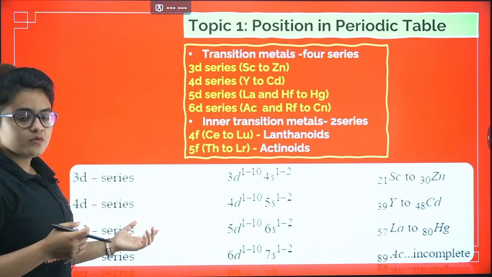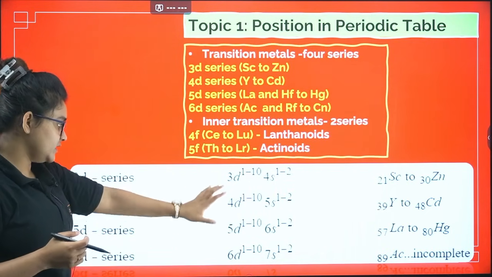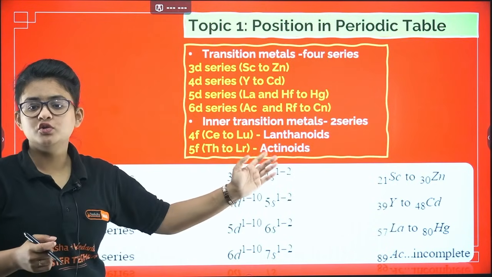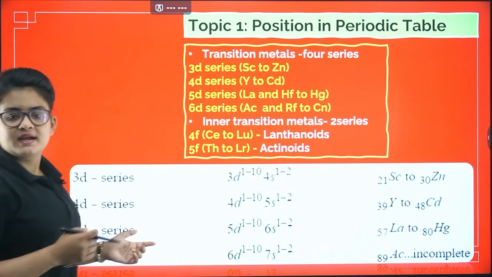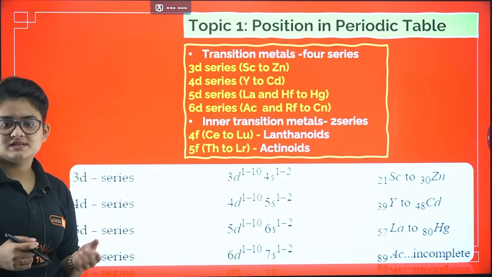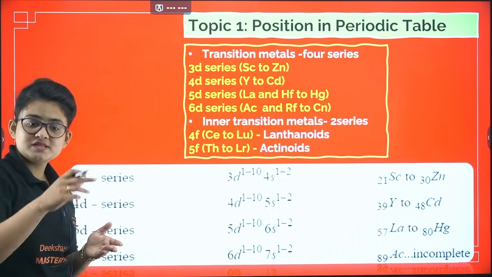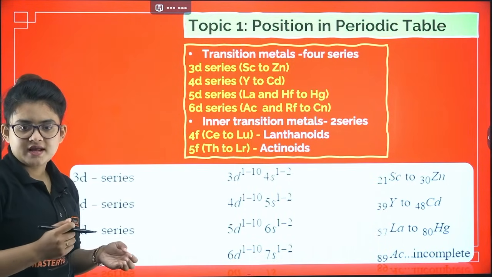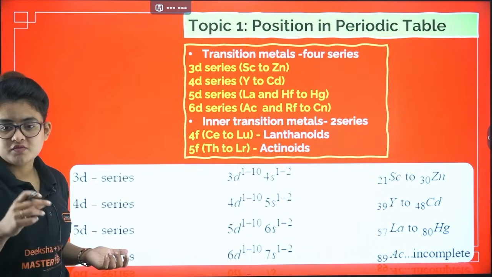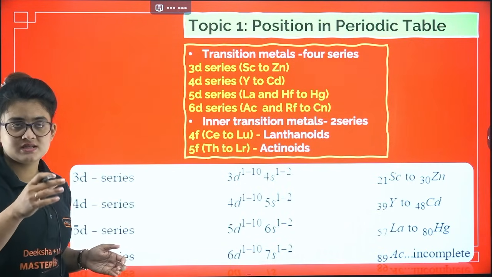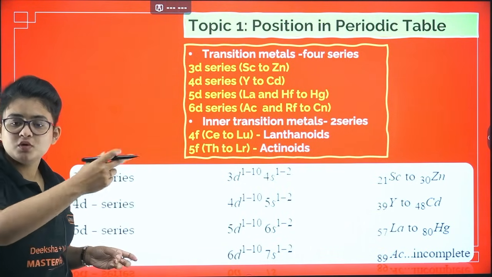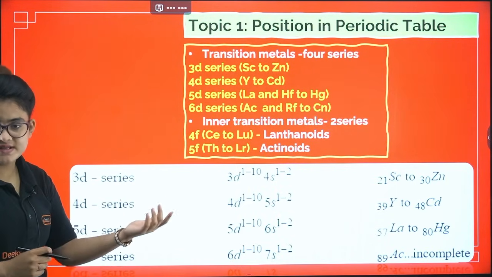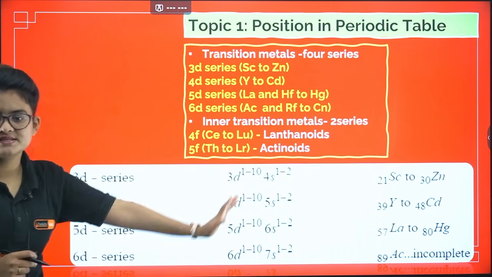These are the overall common electronic configurations. For the 3D series, you can see 3d 1 to 10, 4s 1 and 2, scandium to zinc. Next, the 4D series is 4d 1 to 10, 5s 1 and 2, from yttrium to cadmium. For the 5D series, it is 5d 1 to 10, 6s 1 and 2, lanthanum to mercury. The 6D series is 6d 1 to 10, 7s 1 and 2, and it is basically an incomplete series.